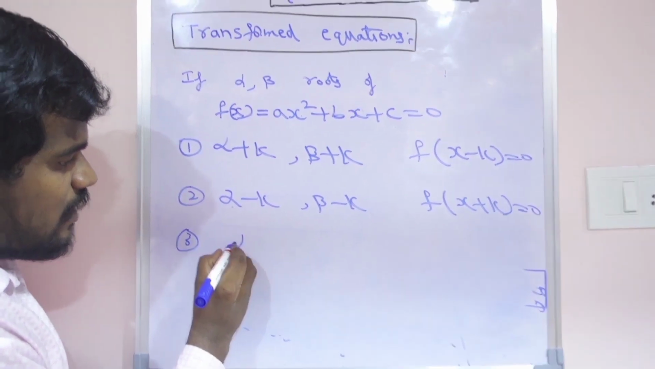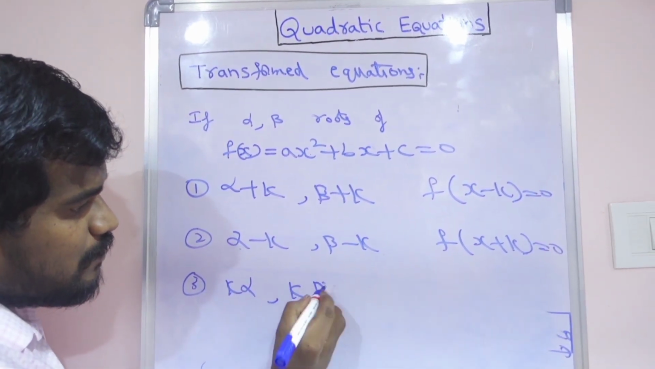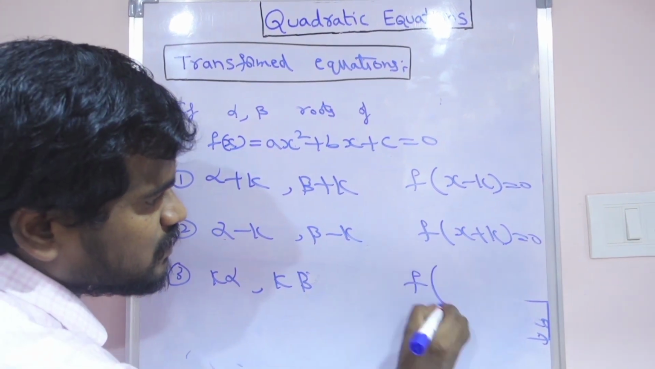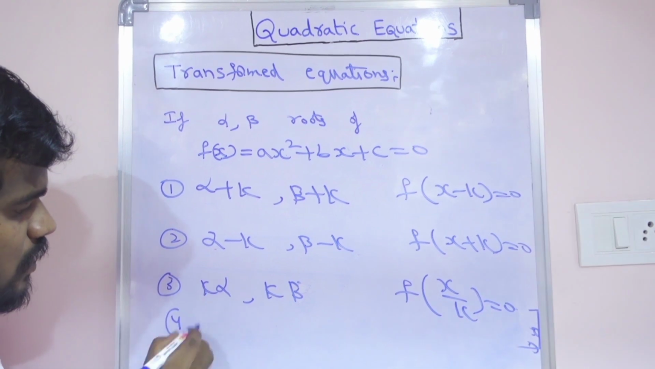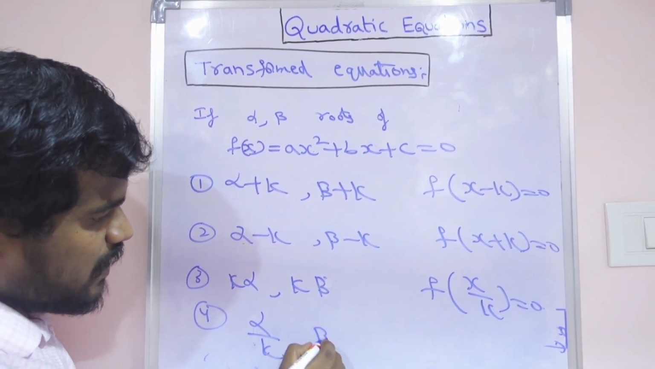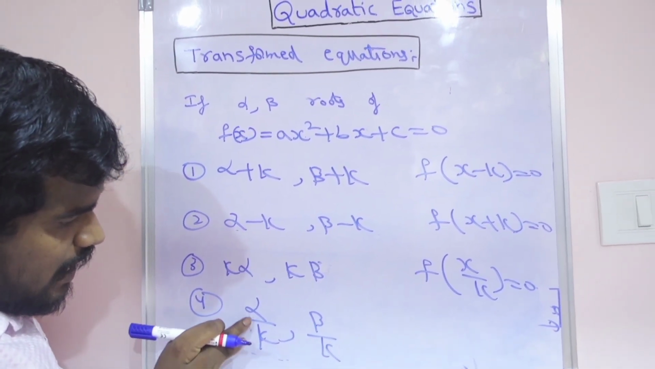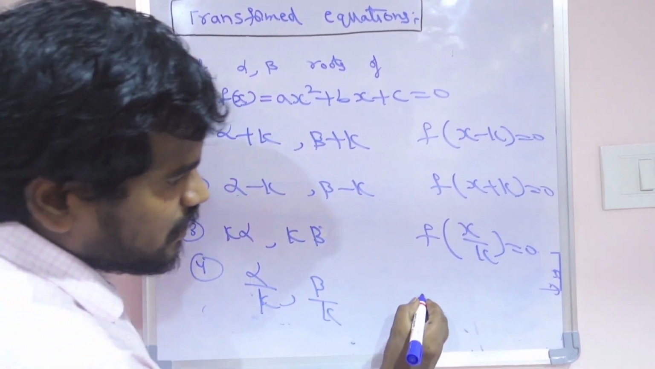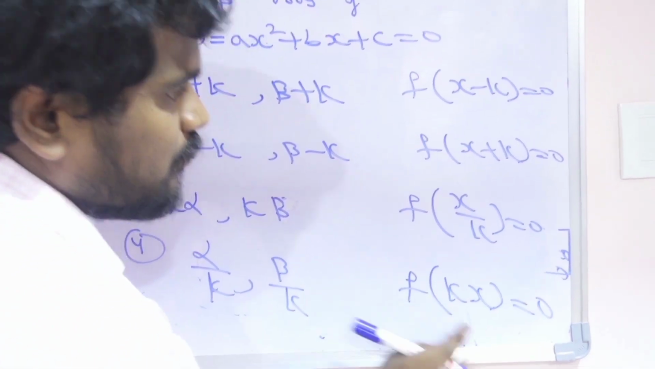Suppose alpha into k and k into beta. Multiplied by k means what is the transformed equation? f of x by k is equal to 0. Suppose alpha by k and beta by k. Here division by k: alpha and beta divided by k. Then what is the transformed equation? f of k into x is equal to 0.